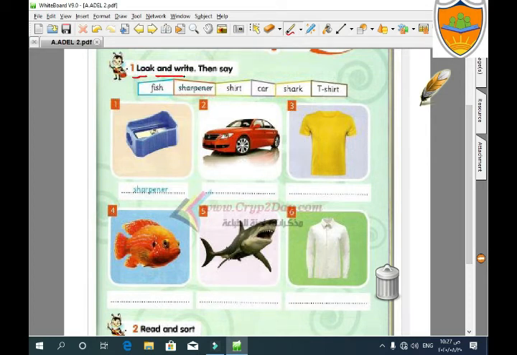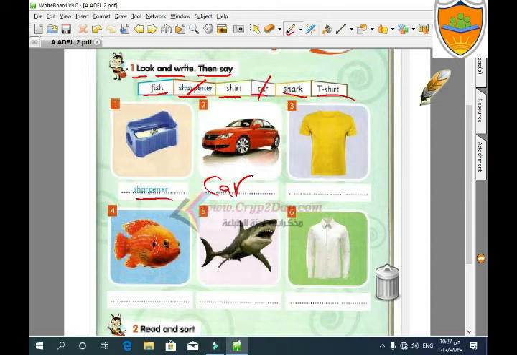Look and write, then say. We have here some words like fish, sharpener, shirt, car, shark, t-shirt. Number 1, we have here sharpener. We write here sharpener, then we make the mark on the sharpener. Number 2, we have here fish or shirt or car or shark or t-shirt. Of course, car.